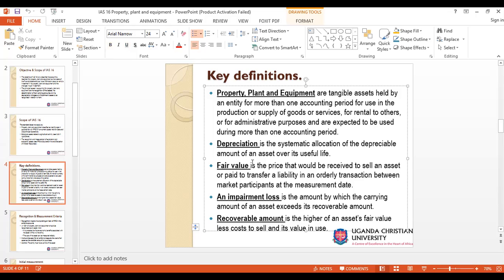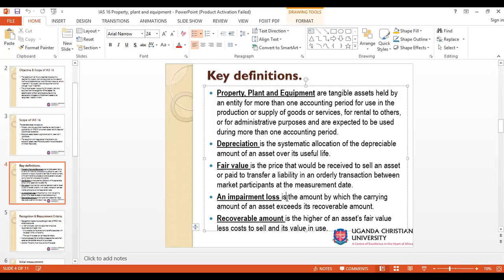Fair value, maybe fair value. What is fair value? Fair value is the price that you would receive from selling an asset or an amount you would pay to transfer a liability between market participants at the measurement date. So that is fair value: the price you will receive from selling an asset, or an amount of money you would pay to transfer a liability in another transaction between market participants at the measurement date.